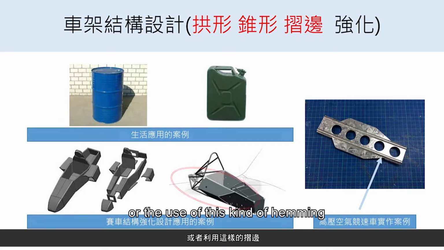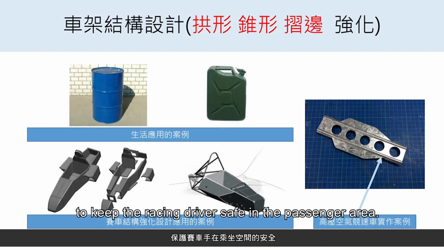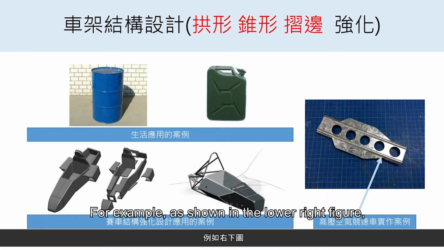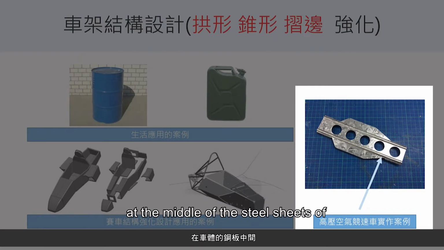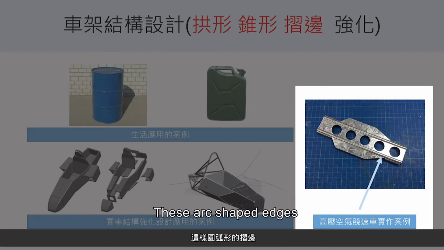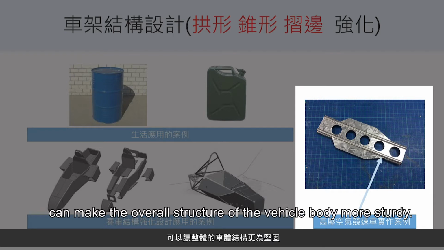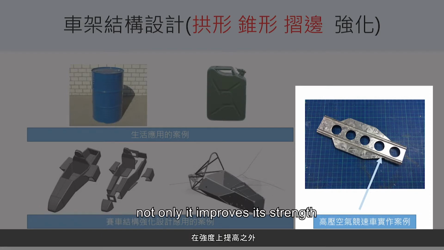Or the use of this kind of hemming to improve the structural strength of the body to keep the racing driver safe in the passenger area. For example, as shown in the lower right figure, two circular folded edges are rolled at the middle of the steel sheets of the chassis of our compressed air racing car. These arc-shaped edges can make the overall structure of the vehicle body more sturdy. Therefore, we can punch some holes in the middle. Not only does it improve its strength, but it also reduces the weight.